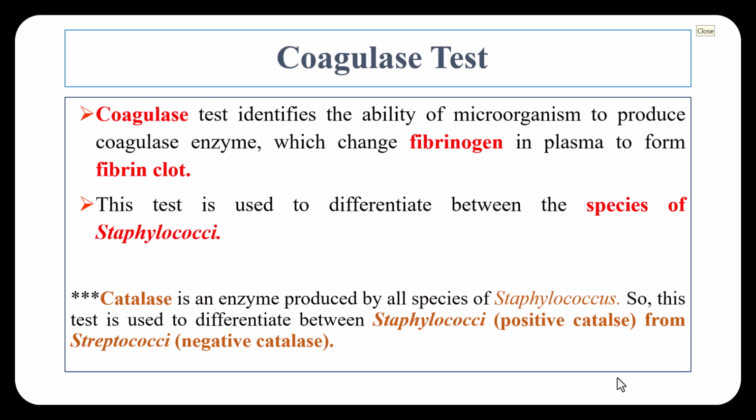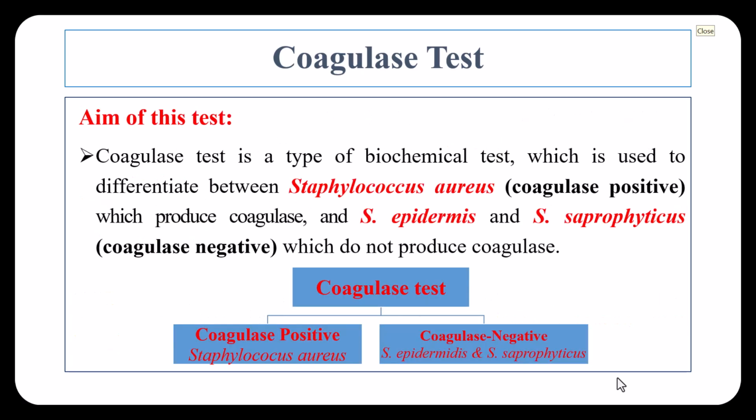As I explained in the previous lab, the catalase test is used to differentiate between the staphylococci and streptococci. Now, another test used to differentiate between the gram-positive staphylococci species is called the coagulase test. So we use this test to differentiate between the species of the staphylococci. As I mentioned, the catalase test is used to differentiate the genus, whether it is staphylococci or streptococci. Then we use the coagulase test for identification of the species of the staphylococci. So the aim of this test is to differentiate the species of the staphylococci.